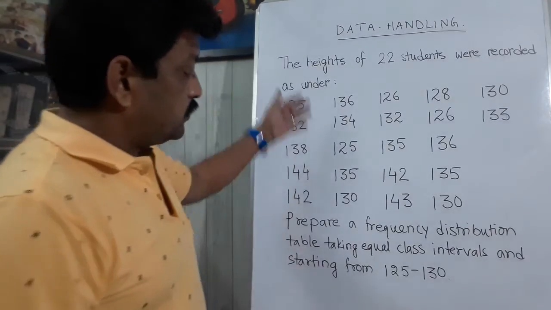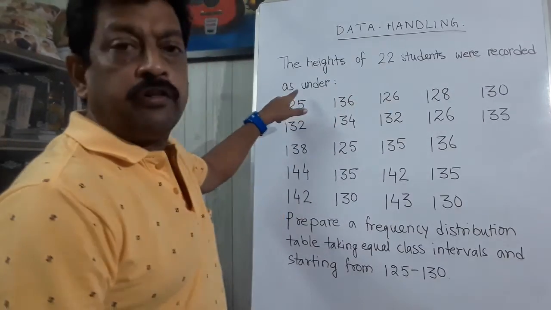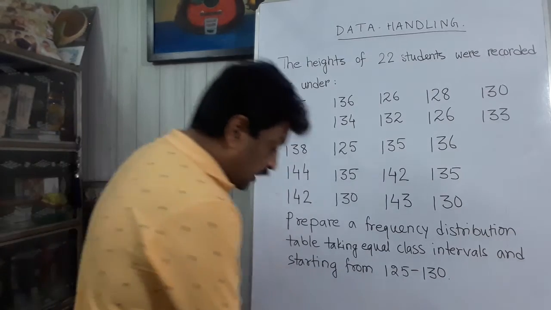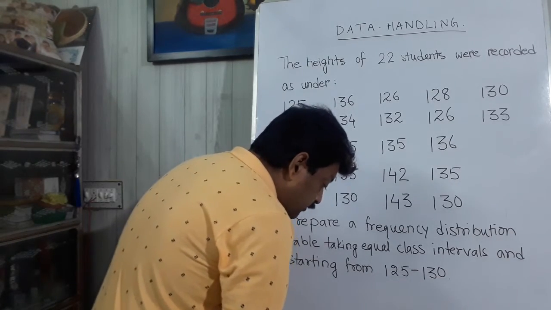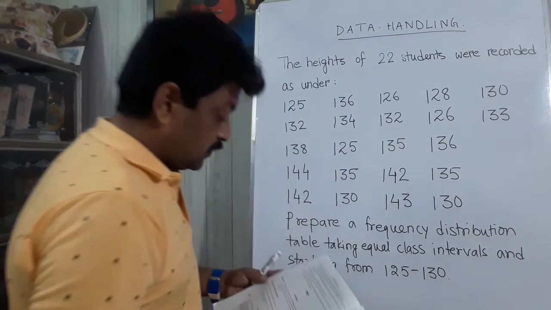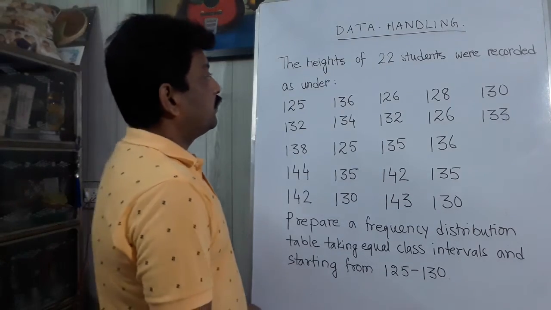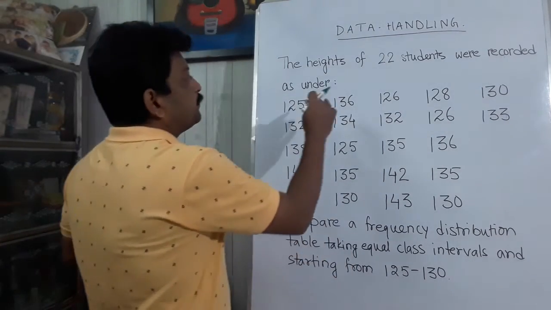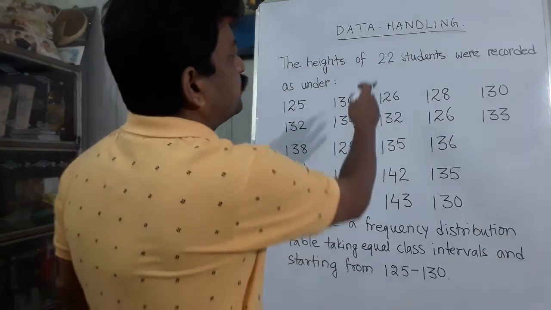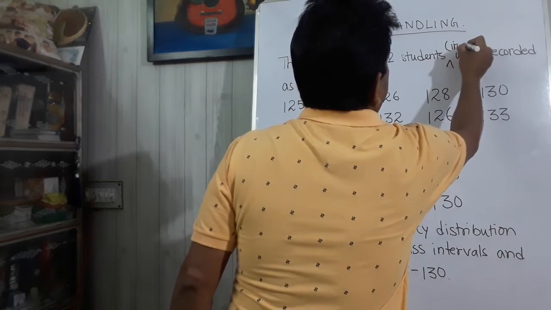See here, this is the question. The heights of 22 students were recorded as under. As you can see, these heights are given in terms of centimeters. Okay, the heights are given in terms of centimeters. The heights of 22 students here in centimeters.